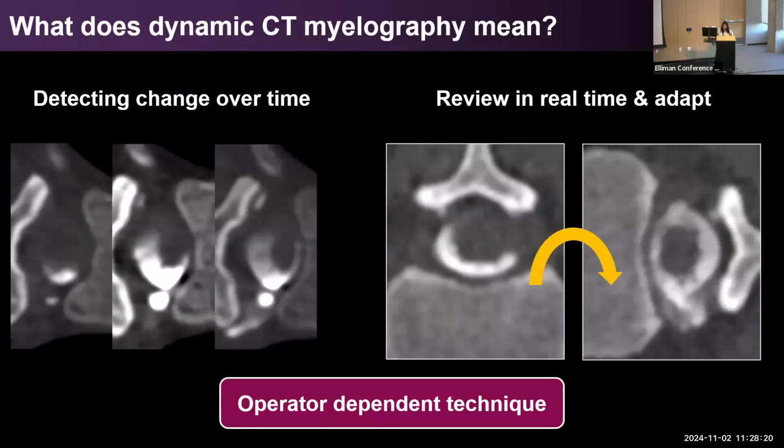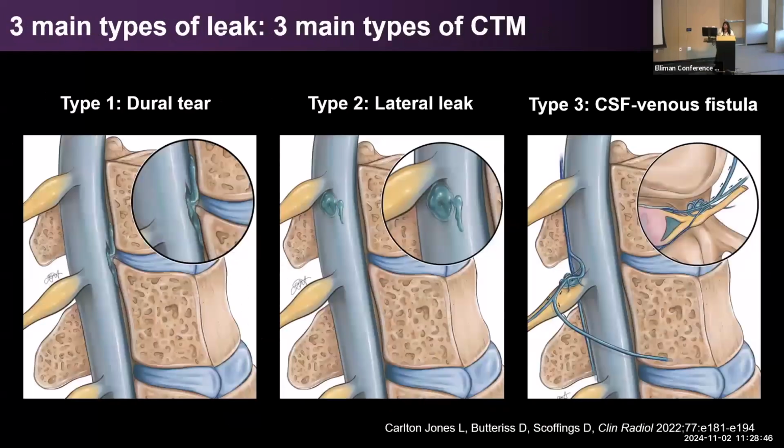But we often hear this term dynamic CT myelography, but what does dynamic actually mean? Well, I interpret this to mean visualizing contrast moving or changing over time and how we interpret that to make the diagnosis. But it can also mean that as an operator, I'm reviewing the images in real time and adapting my technique to the procedure that I'm performing in order to get the most benefit out of that procedure. And that can mean moving the patient, changing the procedure during it.